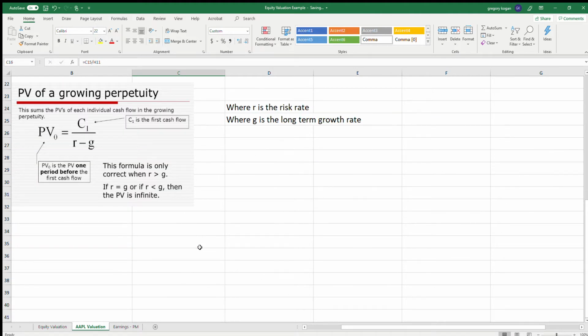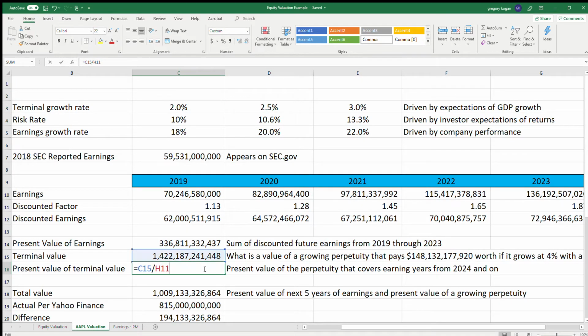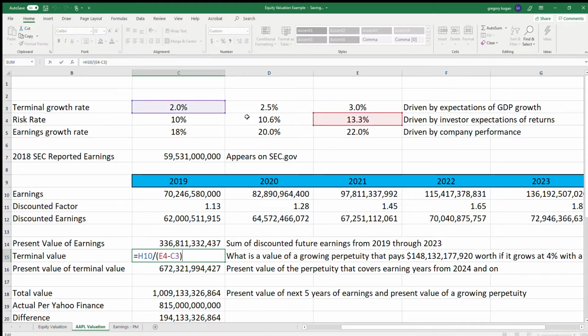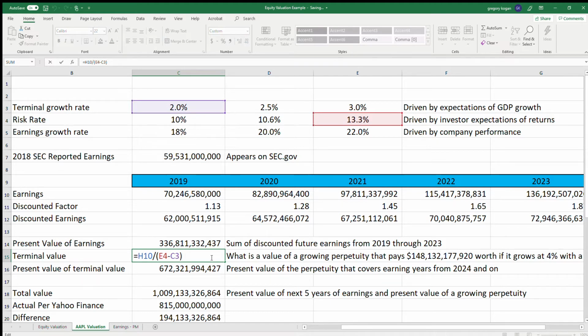This is a little bit tricky, but the formula says here that the value of a growing perpetuity is actually the cash flow, which we have. And then the formula is R minus G, where R is the risk rate and G is the growth. So in our case, the R is going to be the risk rate, and the growth is usually the GDP rate, and then that growing perpetuity, we have the value of it. This is what it's worth, 1.4 billion.